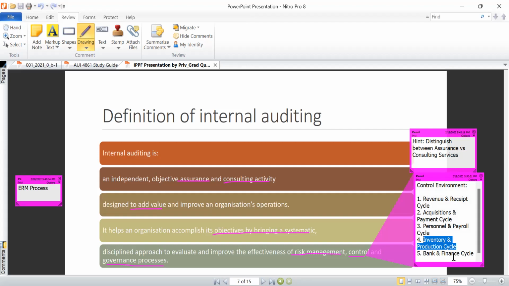So when you're talking about internal auditors evaluating and improving the effectiveness of control, we are talking about the control activities that are deployed in these process activities in the various departments of the organization. So it's very, very important to have a good background, especially about these things. But you need this a lot, especially when you're looking at AUI 4863. You need that a lot in AUI 4863, right?